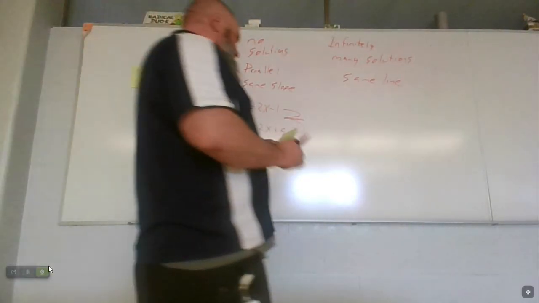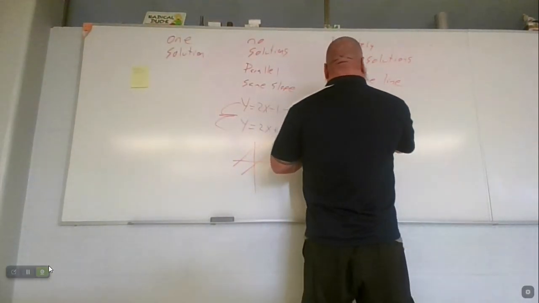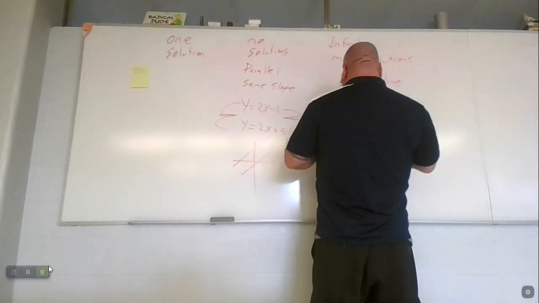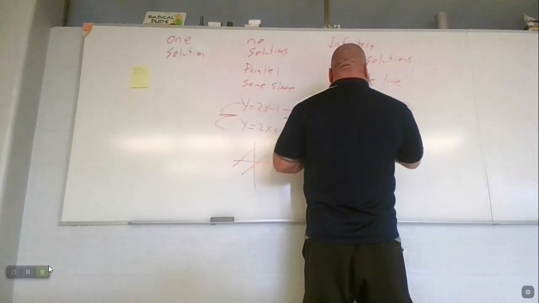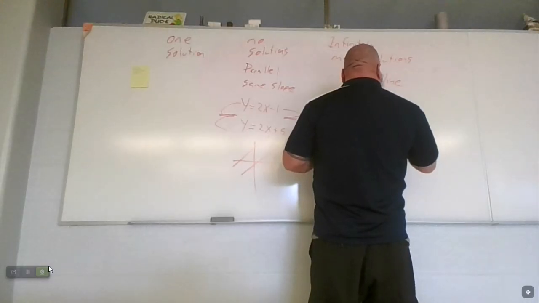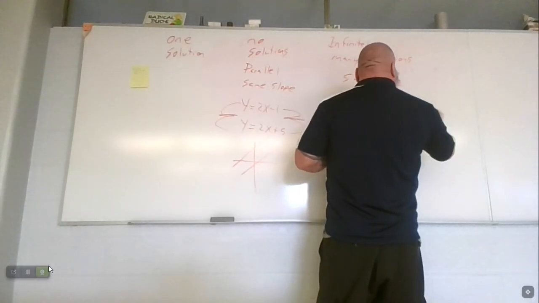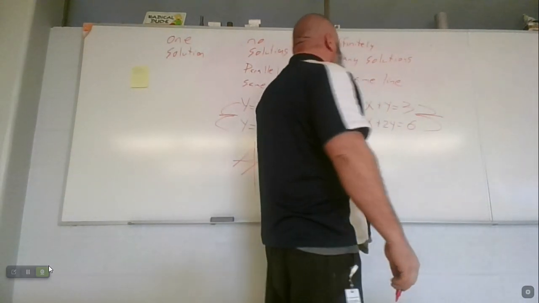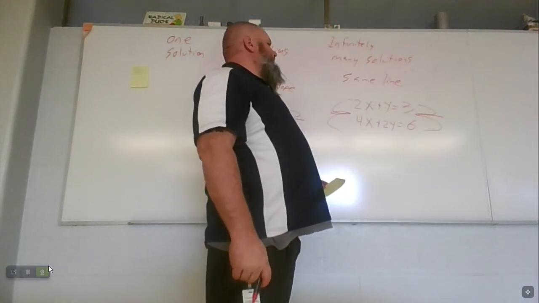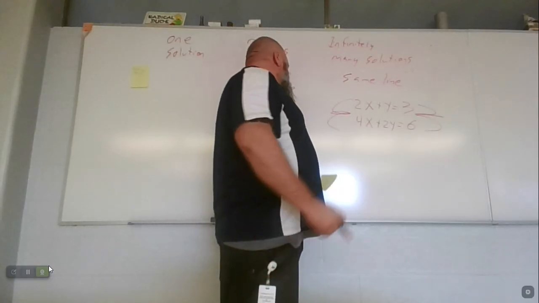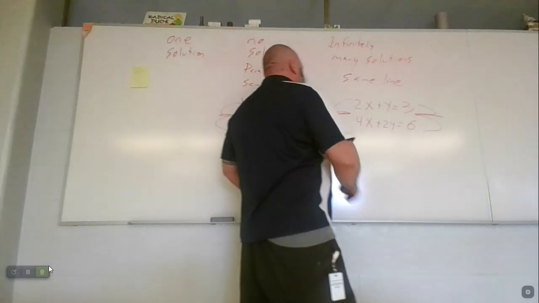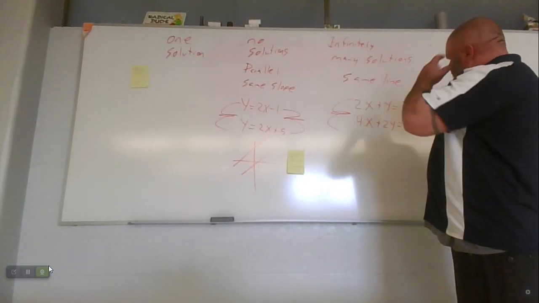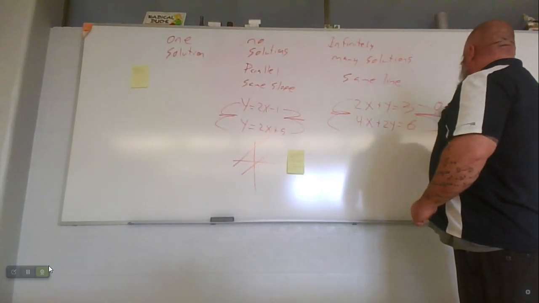Likewise, if I were to give you 2x plus y equals 3 and 4x plus 2y equals 6. If you were to graph this, you will see that they are the same line. Let me go ahead and prove it to you. Let's find the intercepts. Let's find the intercepts of 2x plus y equals 3.